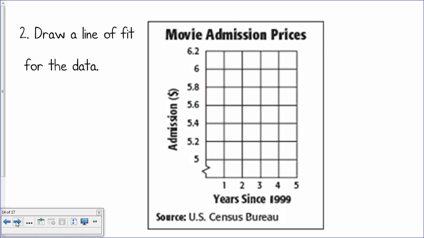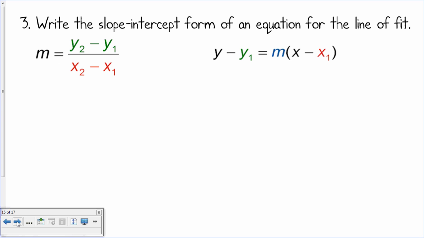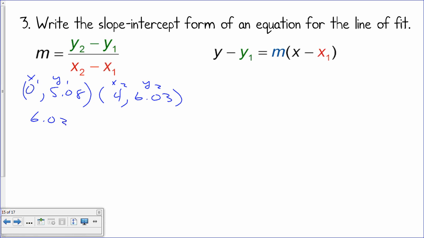Okay, so draw a line of fit. We did that on the previous problem. Can I make an equation for that line? Okay, what points do you guys want to use? I'd use the 0 and 5.08, 4 and what? What was it, 6.02. Okay, so x1, y1. Okay, so 6.03 minus 5.08.